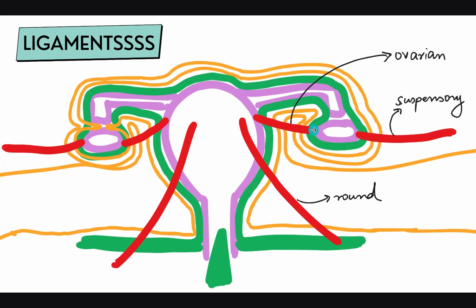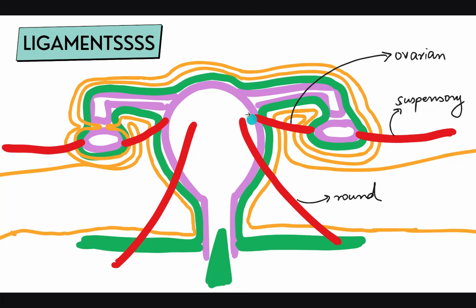Now moving on to the last few ligaments, we have the ovarian ligament. The ovarian ligament is the one that connects the uterine horn to the ovary and makes the ovary stable. And then we have the suspensory ligament, which is over here, which is also called the infundibulopelvic ligament. Just a fancy name. The suspensory ligament connects the ovary to the lateral pelvic wall, and it has some important structures, which are the ovarian vessels, nerves, and lymphatics. So everything that supplies the ovary comes through the suspensory ligament or the infundibulopelvic ligament.